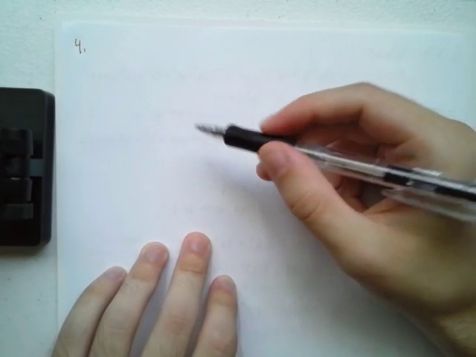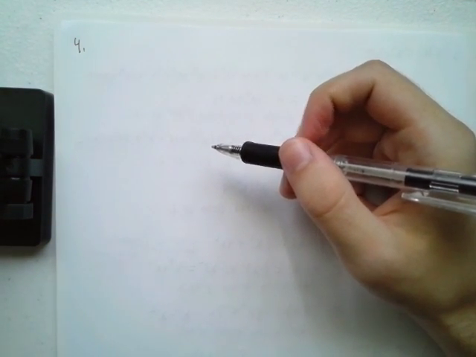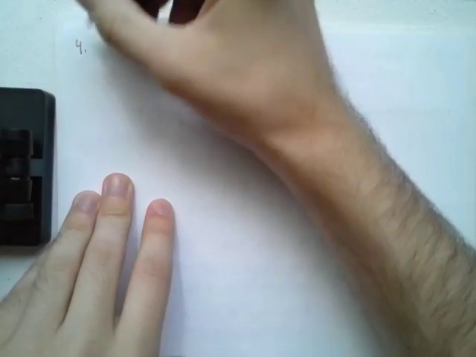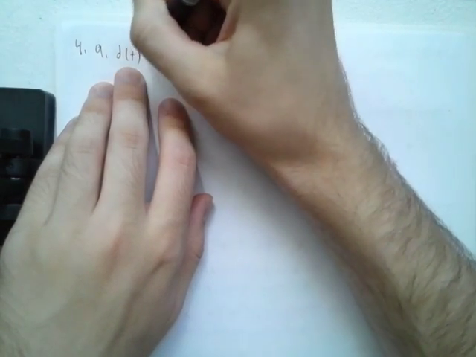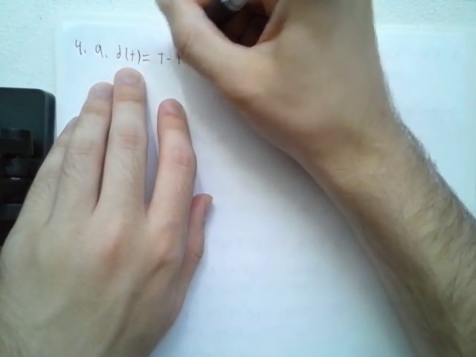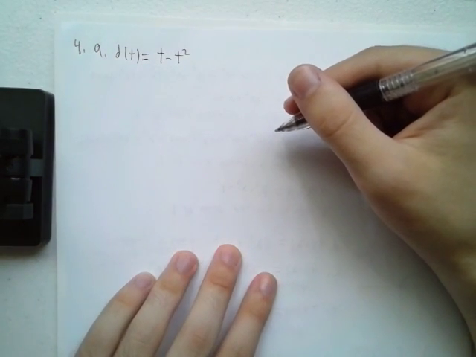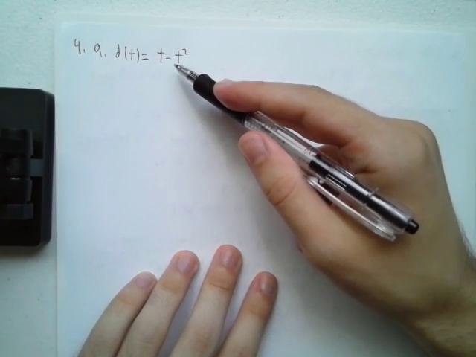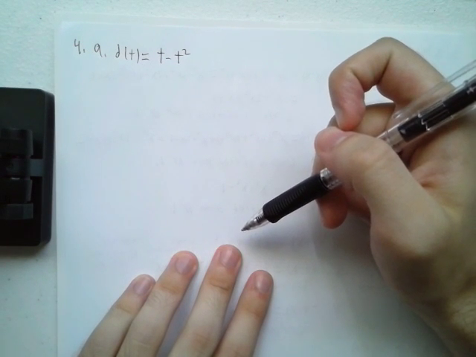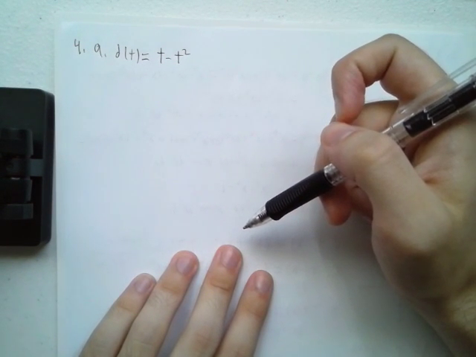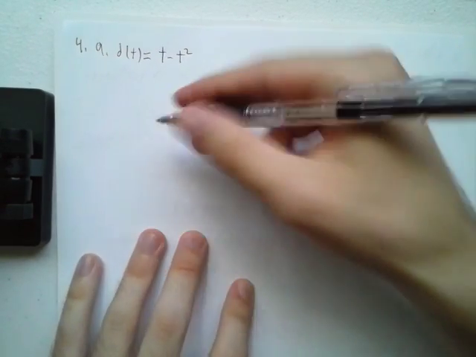Okay, so I'm going to look at problem 4 in this video. So the first part of problem 4, we have this function d of t equals t minus t squared, and this is the distance of some car from its home after t hours. So the first thing we're asked is, at what time does the car return home? So let's plot a graph of d of t and see if we can figure this out.